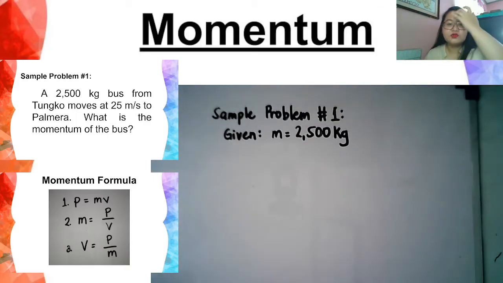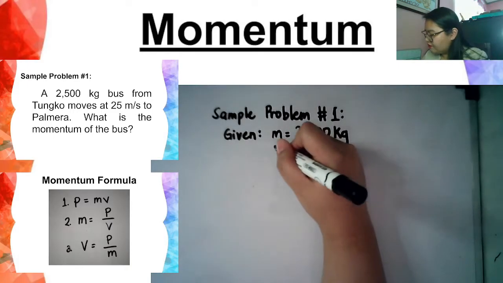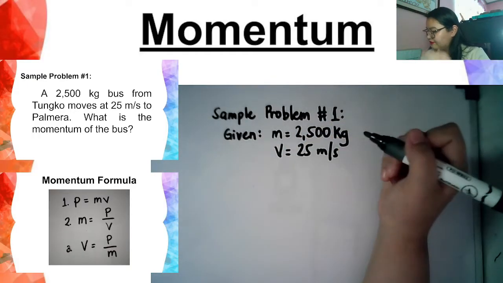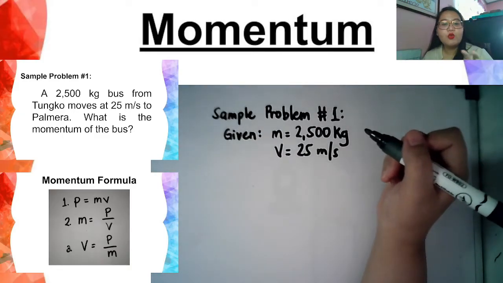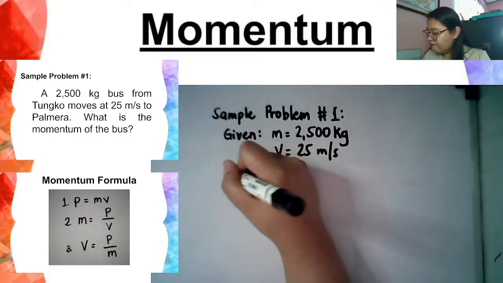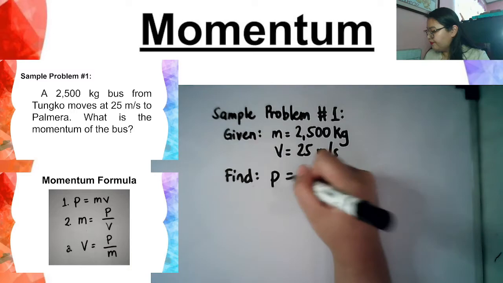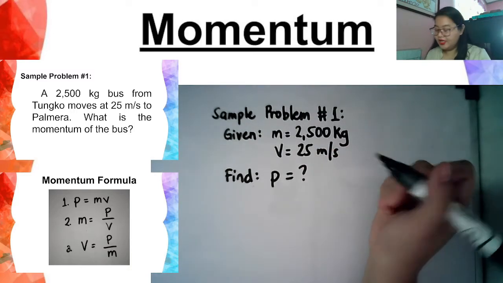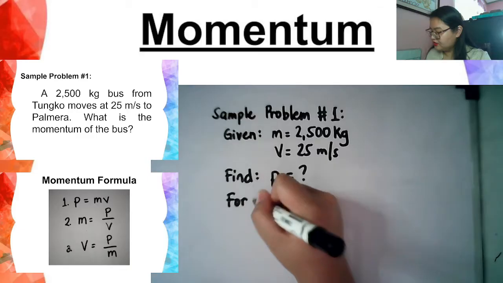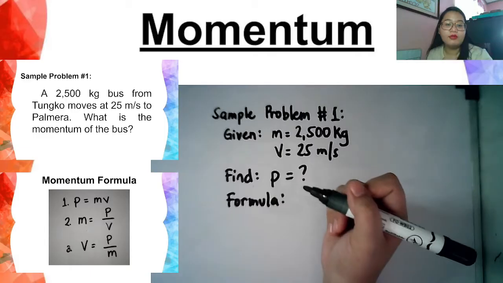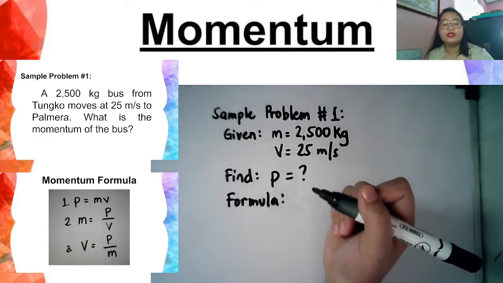Next, we also have 25 meter per second. Since the unit is meter per second, this is velocity. So you have here velocity is equal to 25 meter per second. Now, the question is, what is the momentum of the bus? Therefore, we need to find the momentum, or the symbol small letter p. Now, for the formula, let's check our screens. We only have three formulas for momentum, number 1, number 2, and number 3.